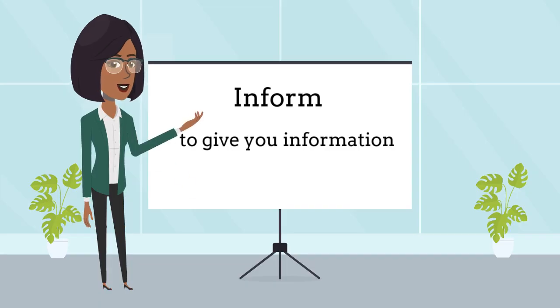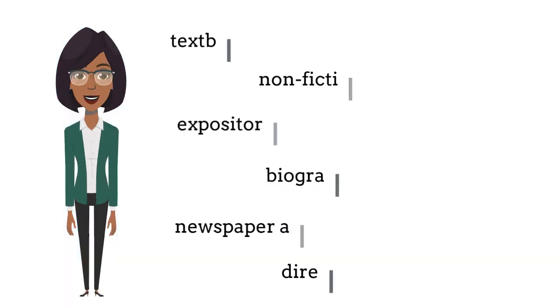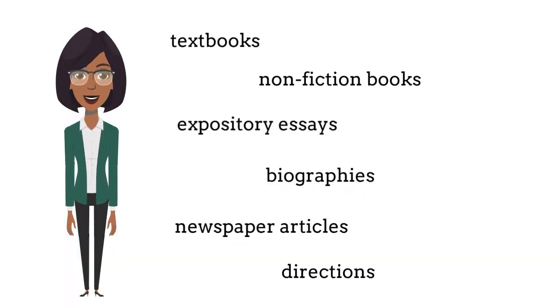Now, let's talk about inform. When an author wants to inform his readers, he is giving his readers information about something. Some examples of informational texts include textbooks, non-fiction books, expository essays, biographies, newspaper articles, and directions.